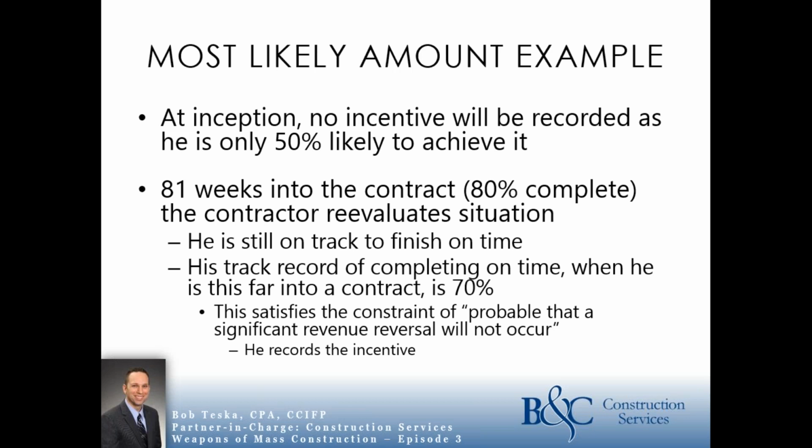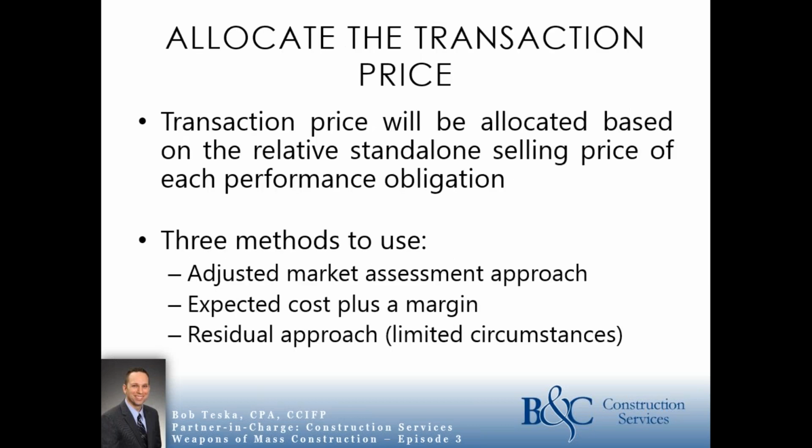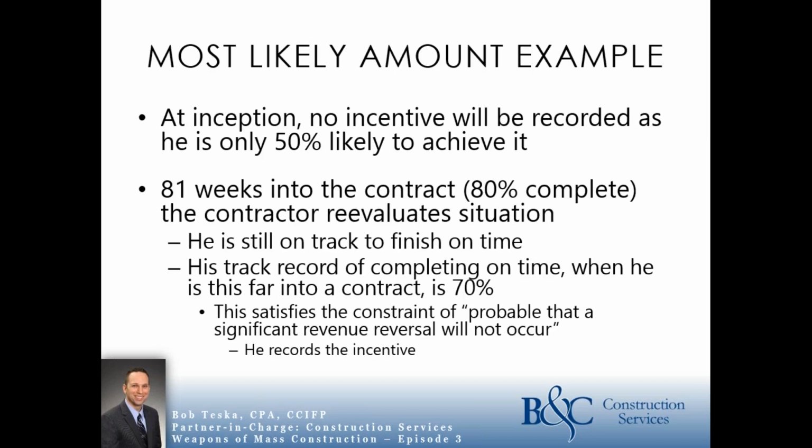Because of that, he satisfies that constraint that it's probable that there isn't going to be a significant revenue reversal. So at that point, he's going to go ahead and record that performance incentive. So that transaction price is going to be bumped up from $9.6 million to $10 million.